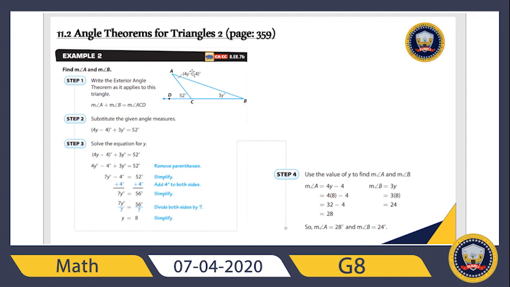I am given this triangle we have shown already previously, and you have this angle that is 52. This is 4y minus 4, which is A, and B measures to 3y. Now I want to find the measure of the angle A and the angle B. What I am going to do here is to set up my equation.